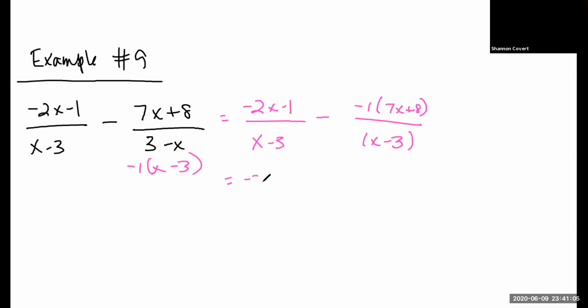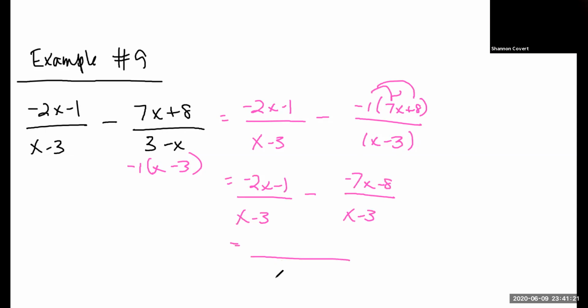So I'm going to keep the -2x minus 1 over x minus 3. And I'm distributing my other numerator, which gives me -7x minus 8. So I have x minus 3 in the denominator. I have -2x minus 1. Subtracting a -7x is adding 7x. Subtracting a -8 is adding 8. -2x plus 7x is 5x. -1 plus 8 is plus 7 over x minus 3.